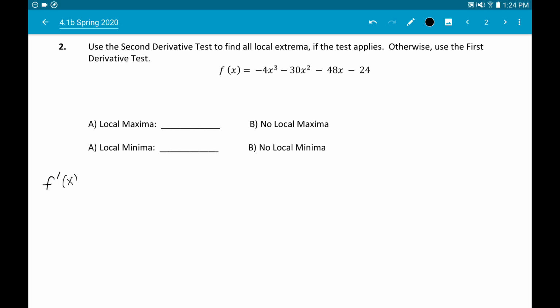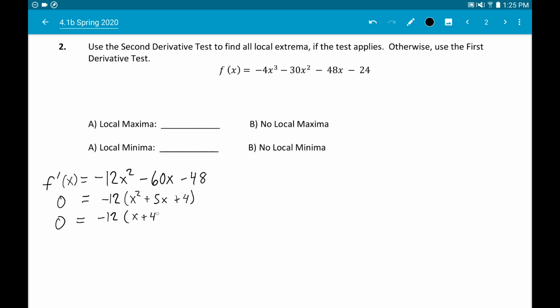First derivative, negative 12x squared minus 60x minus 48. Set that equals 0. Solve for x. Notice I can factor a negative 12 out of here. It's going to give me x squared plus 5x plus 4, which is going to factor into x plus 4 and x plus 1, since it's 4 times 1.